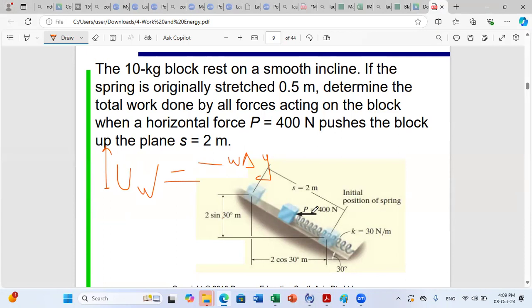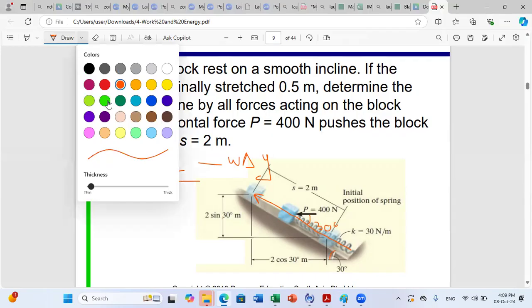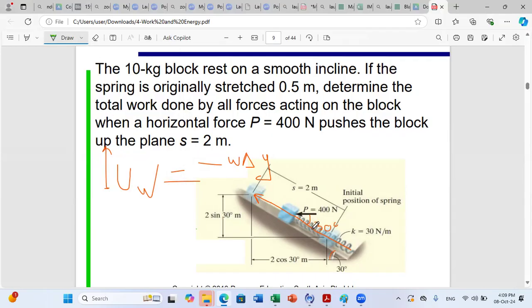You need to go back to the concept. What is the concept? I should project the force along motion. The direction of motion is inclined. And I know that the angle between P and the incline is 30 degrees because these two angles here are equal. So I should project P along the direction of motion. It's pointing up in the positive direction, so it will do positive work.